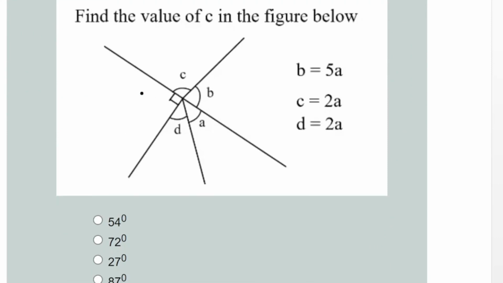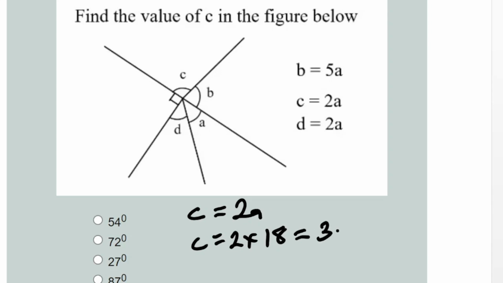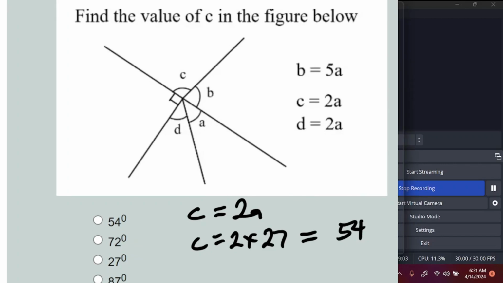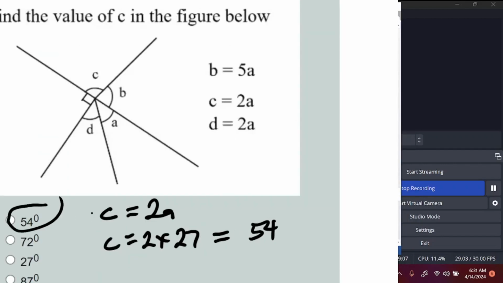Question 9, find the value of C. We've known the value of A to be 27. So the question now asks us to find the value of C. So how do we do that? We have C equals 2A. So that means C equals 2 times 27, not 18, 27 rather. So A is 27. So that is going to give us 54 degrees. And that is option A here. All right? That's option A here. Okay? So the next one.